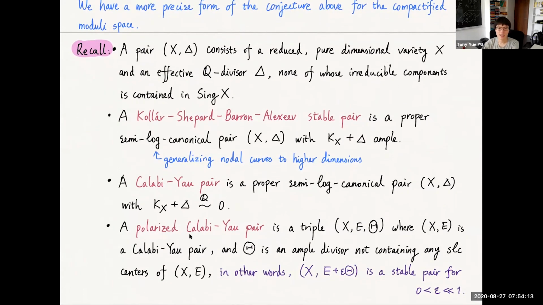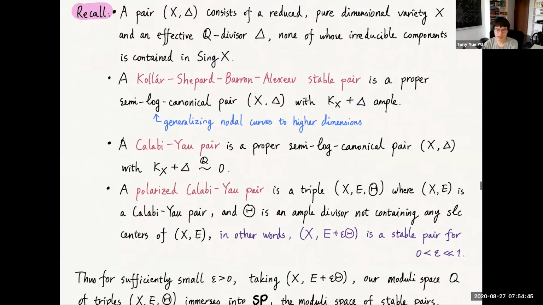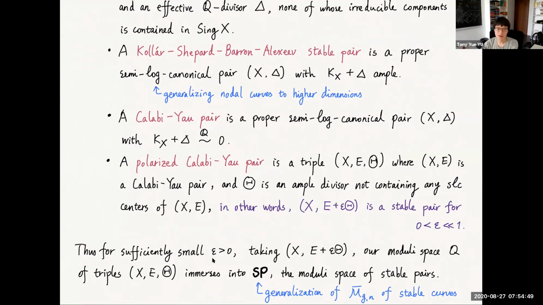And a polarized Calabi Yau pair is a triple X, E, theta, where X, E is a Calabi Yau pair and theta is an ample divisor not containing any SLC center of the pair X, E. In other words, the pair X, E plus epsilon theta is a stable pair for sufficiently small epsilon. And thus, we see that for sufficiently small epsilon, taking this pair X, E plus epsilon theta, our moduli space Q of triples X, E, theta embeds into SP, the moduli space of stable pairs, which is a generalization of the Deligne-Mumford compactification M_g,n bar of stable curves.